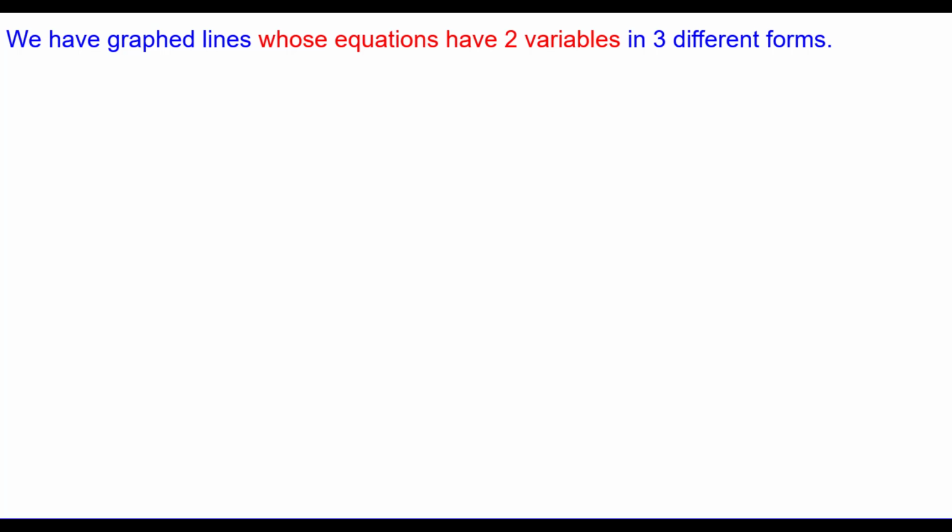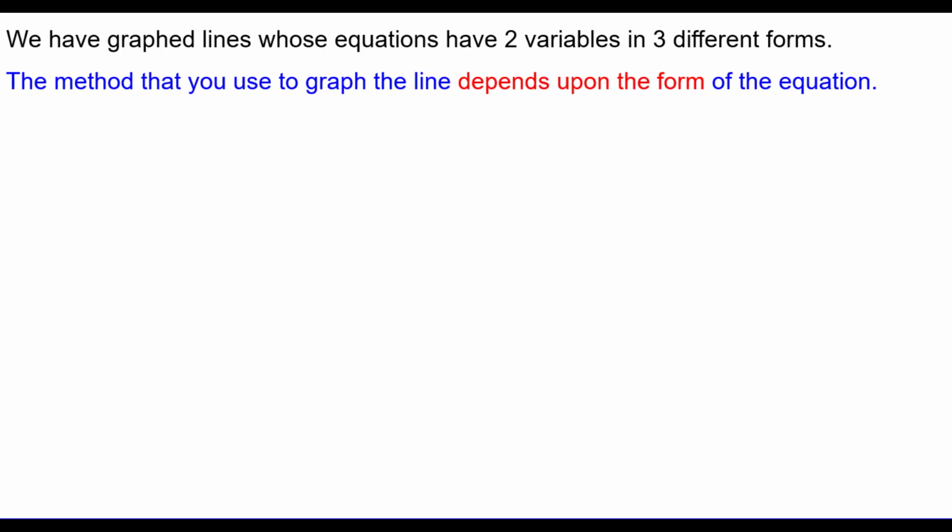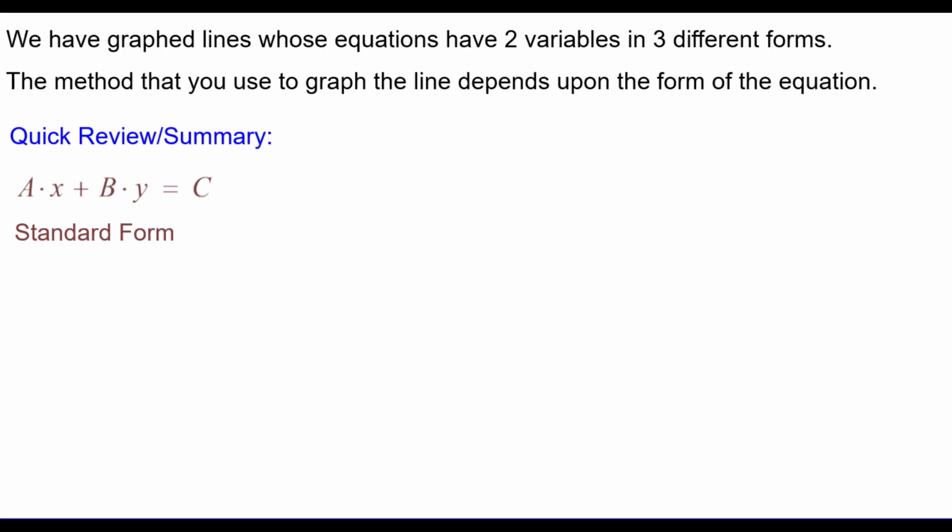We have graphed lines whose equations have two variables in three different forms. The method that you use to graph a line depends upon the form of the equation. So let's have a quick review or summary of the three forms. So a times x plus b times y equals c is considered standard form. The best way to graph this one is using the intercepts method.